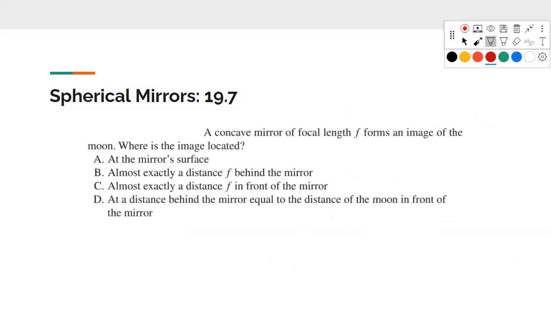Okay, so we have a sample question. A concave mirror of focal length F forms an image of the moon. Where is the image located? So we have our concave mirror, which means that light will be coming in like this. For the moon, we have to think about how far away the moon is. Is the moon close or far? Seems obvious once you think about it that way. So the moon is far. That's telling us that our object length is basically out at infinity. Our object is very far away.